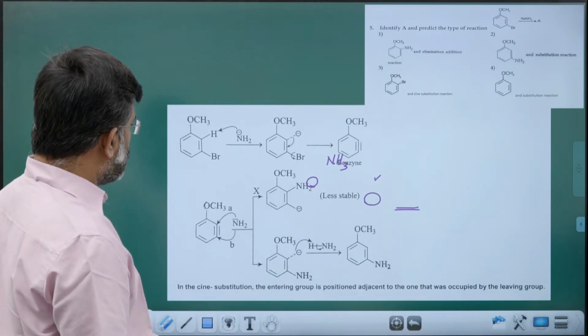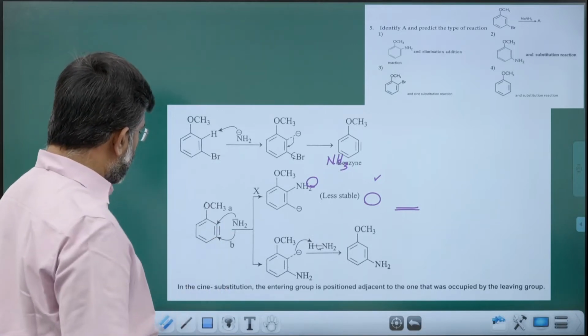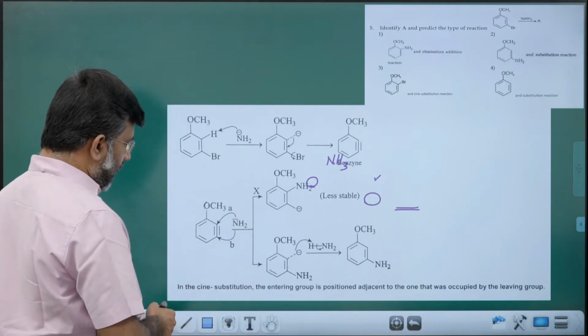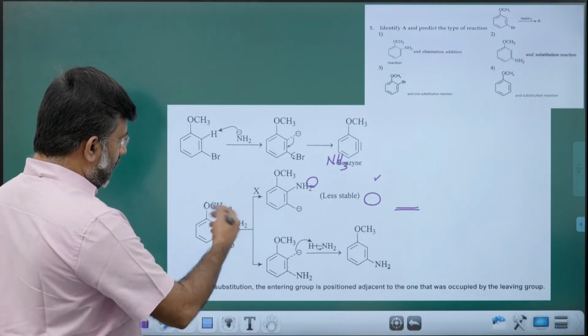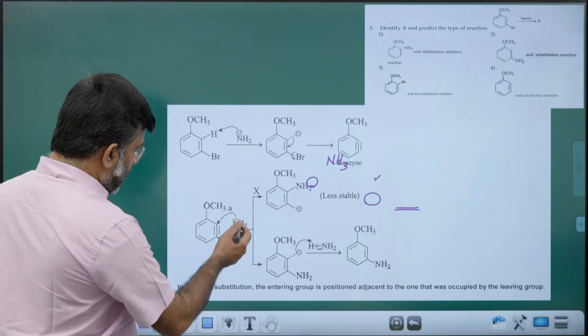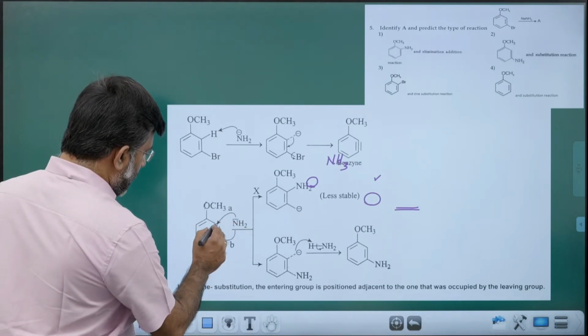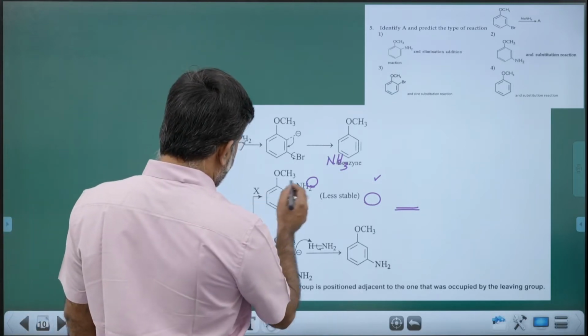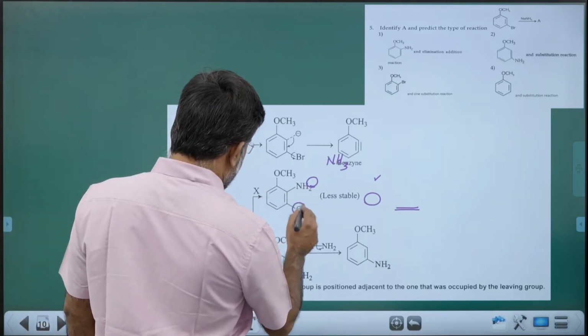Now what happens? We got benzyne. Now benzyne is attacked by amide again. Amide can attack here and here. Suppose amide is attacking here, you get NH2 coming here and minus charge here.